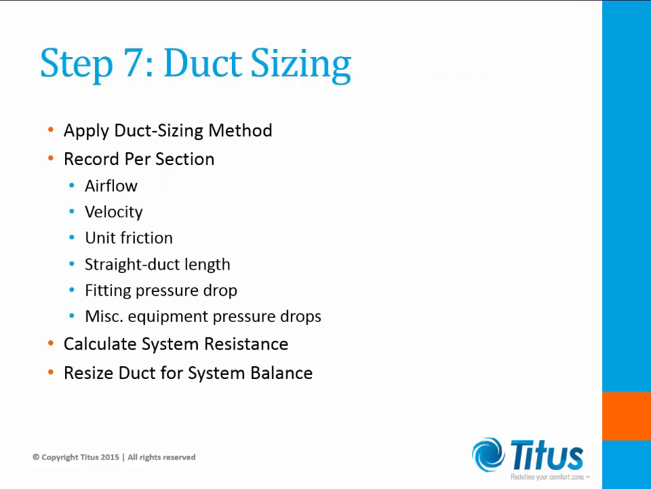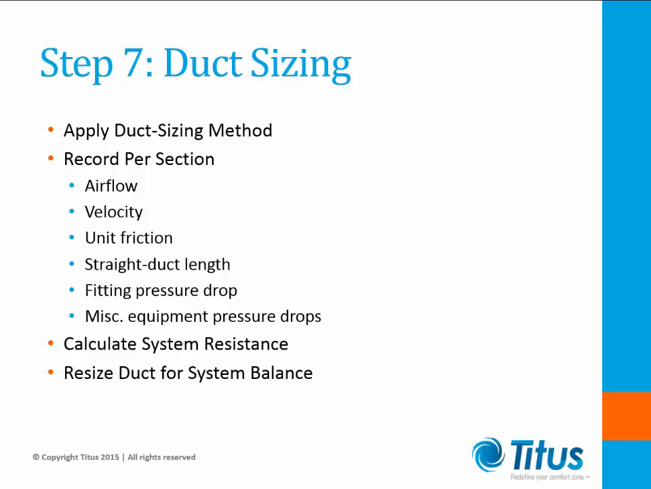Step 7. Duct sizing. At this point, we're going to utilize one of the duct methods that we discussed earlier. Select the most appropriate for the design of your system. Airflow should have been calculated in the previous step. At this point, you add both duct velocities, unit friction, straight duct length. You'll calculate and record fitting takeoffs and losses.